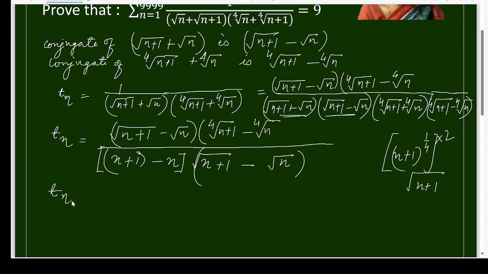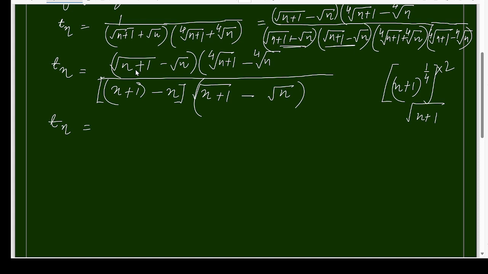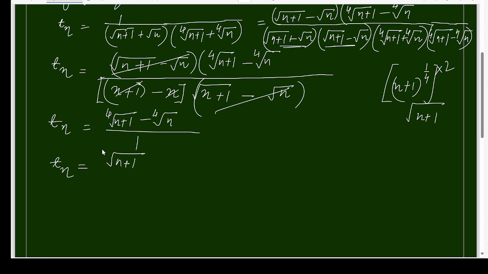So surprisingly, you can find that the denominator and numerator have one same factor. Let us simplify or cancel. Then the nth term will be fourth root of n plus 1 minus fourth root of n, upon, this will again cancel, it will be 1. So what is Tn? The nth term is simply this binomial.